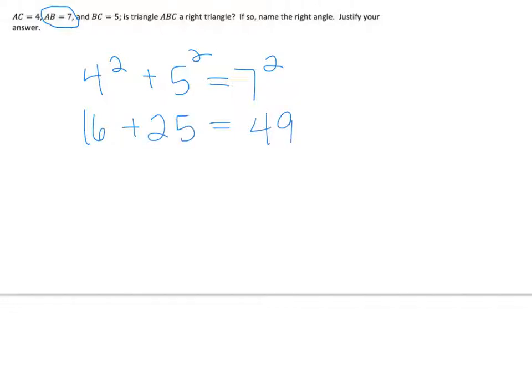I just squared everything. And then 16 plus 25, let's see that. No, my math is wrong. 41 is not equal to 49. So no, it's not a right triangle because the left side is not equal to the right side, right? Okay.